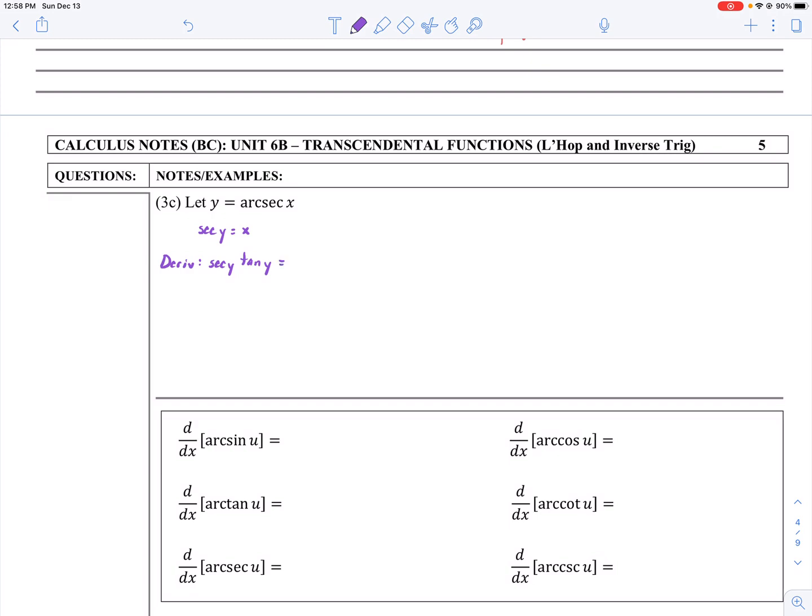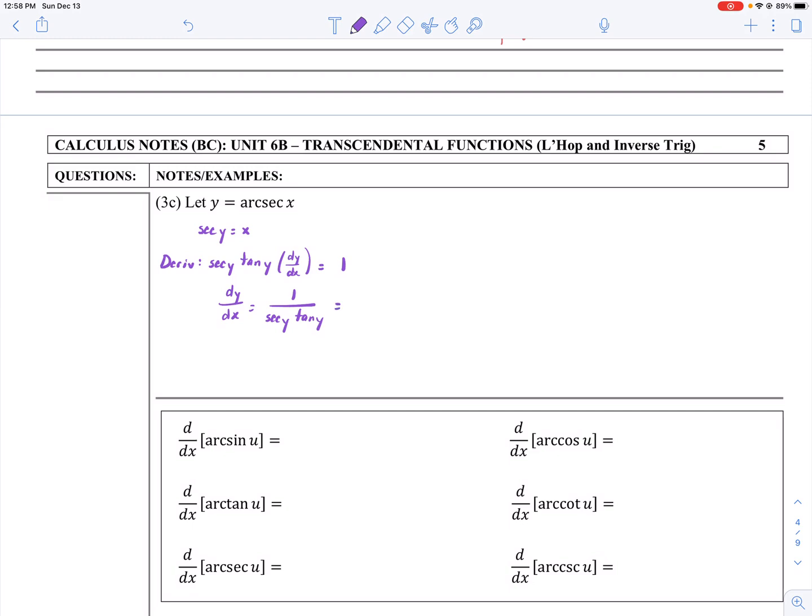This is going to be a little bit messier, it looks like. Oh, forgot my dy dx. Times dy dx, derivative of the inside, it is implicit, equals 1. And then I want to divide, so I have dy dx equals 1 over secant of y tangent of y.